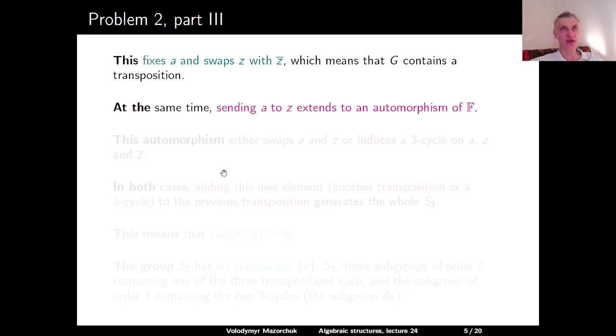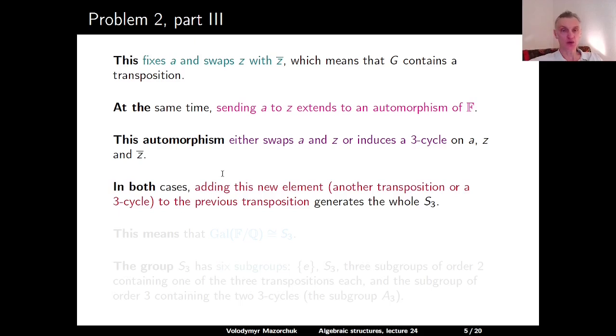At the same time, we can send a root A of our polynomial to the root zeta of our polynomial, and this extends to an automorphism of F because F is a normal extension, and we use the theorem on extension of homomorphisms. So this automorphism either swaps A and Z, or it sends A to Z and then Z to Z overlined and then Z overlined to A. So it either corresponds to a transposition of A and Z or to a 3-cycle.